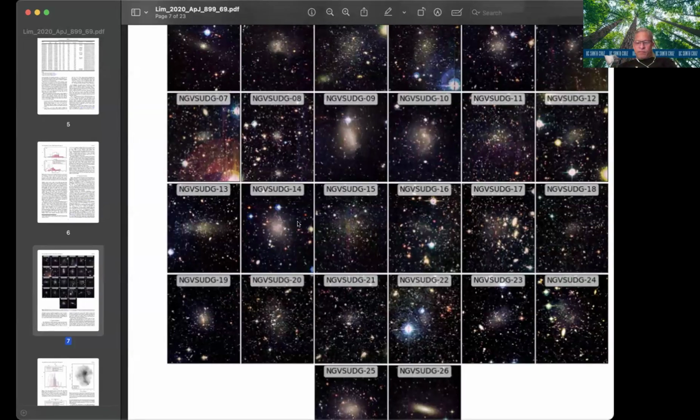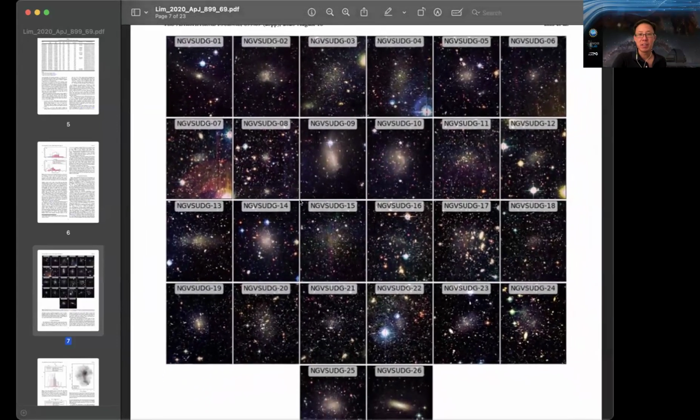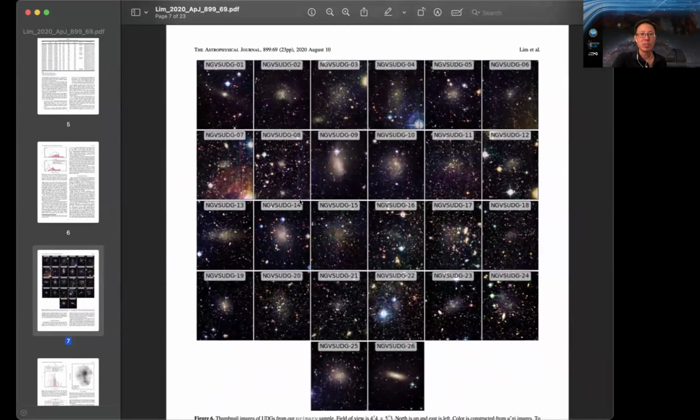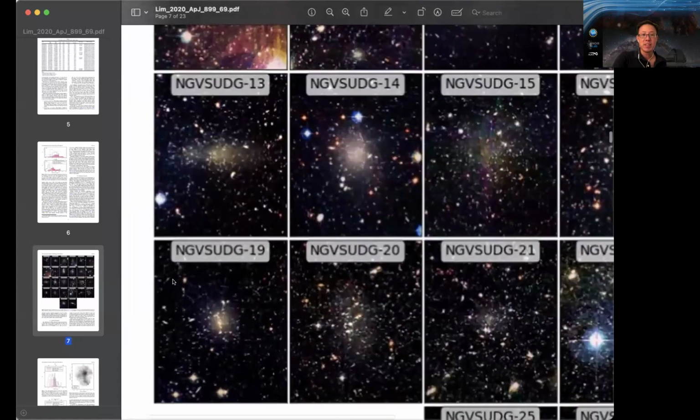Oh, beautiful. This is from Sangsoon's paper, right? This is Sangsoon's paper. And these are all ultra-diffuse galaxies, UDGs, and they're all very creatively named, 1, 2, 3, 4, 5, etc. They're very faint and diffuse, but at least a number of them appear to have a lot of dark matter in them at this very moment. Not quite on this galaxy, but tonight we're studying this one, NGVS UDG 19.